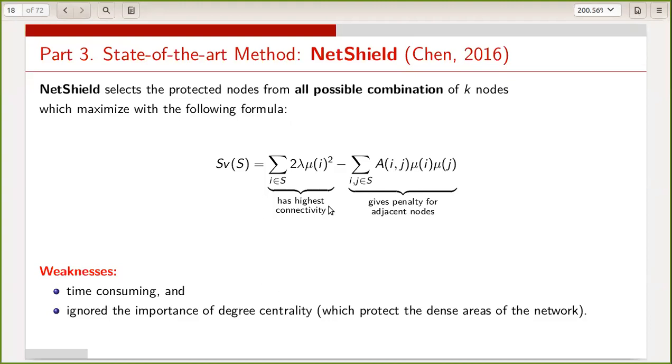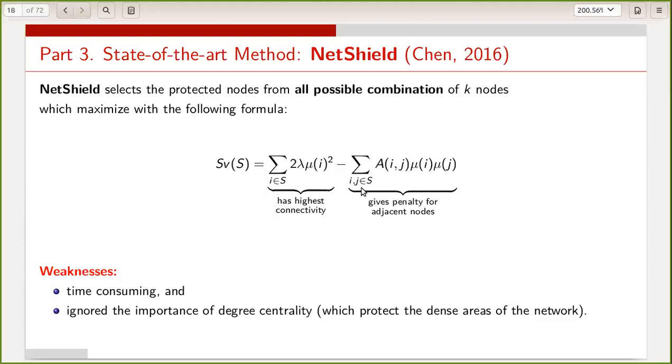So the first formula will select the nodes that have the highest connectivity, and the second one will give a penalty for the adjacent nodes. So this one has weaknesses as well. The first one is time consuming because it calculates from all possible combinations, right? And the second one's weakness is that it ignores the importance of the degree centrality.